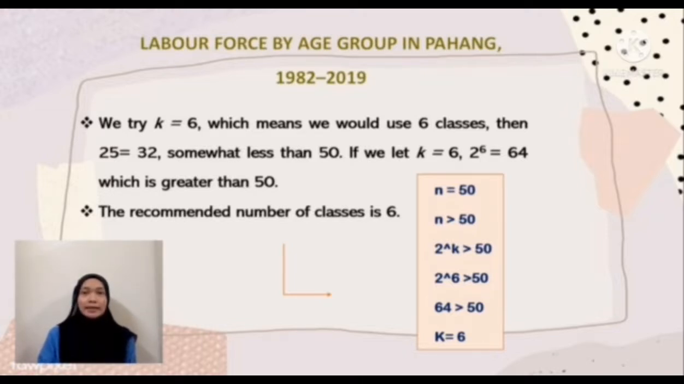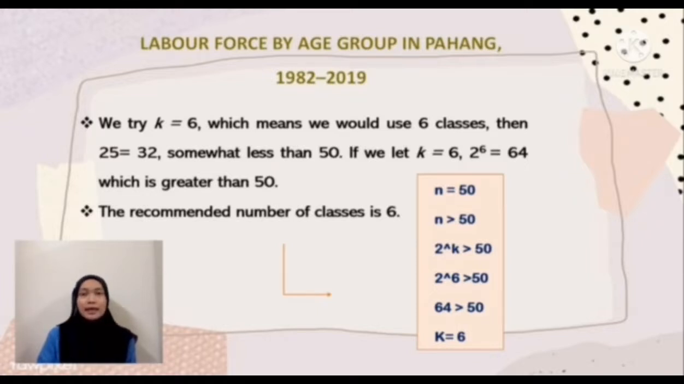To determine the data arrangement for this labor force by age group, I have taken the class number K as 6. This is because if we take the class number as 5, it is not enough. That will be below 15 data sets. So we take 6 so that the class number K becomes more than 15. In conclusion, the number of classes is 6.